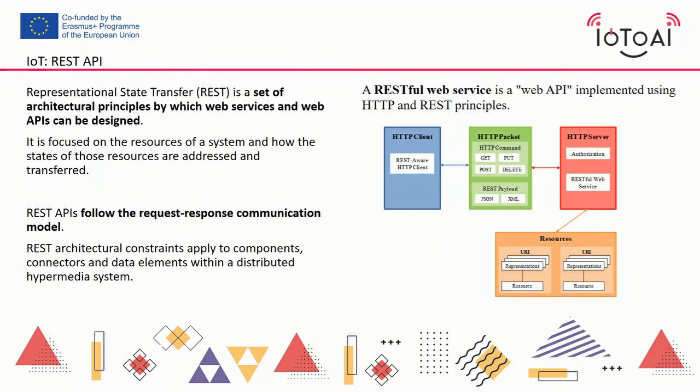We will learn about REST. REST is the acronym of Representational State Transfer and is a set of architectural principles by which web services and web APIs can be designed. It is focused on the resources of a system and how the states of those resources are addressed and transferred. REST APIs follow the request-response communication model, and the REST architectural constraints apply to components, connectors, and data elements within a distributed hypermedia system.